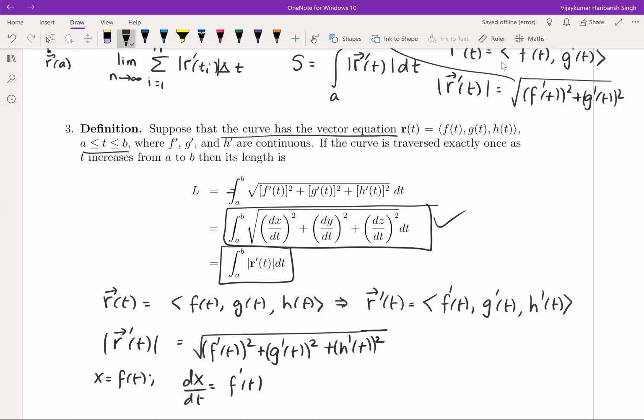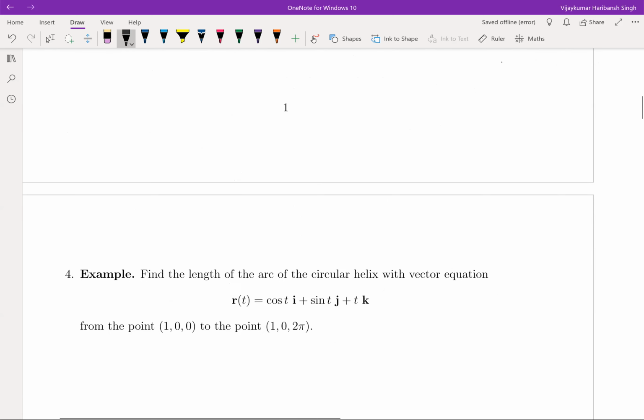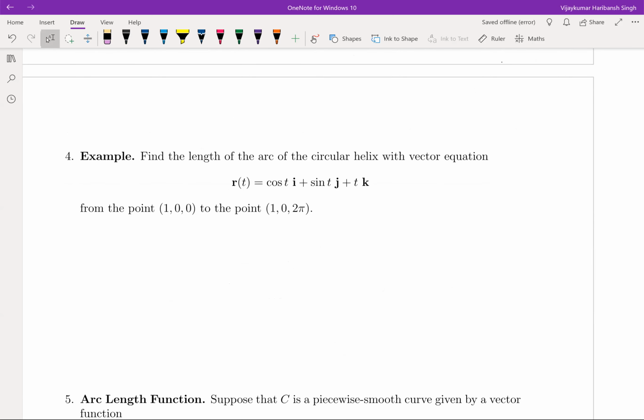So now we have an expression for how to find the length of the curve. So let's do this problem here. Find the length of the arc of the circular helix with the vector equation r of t equals cos t i plus sine t j plus t k.